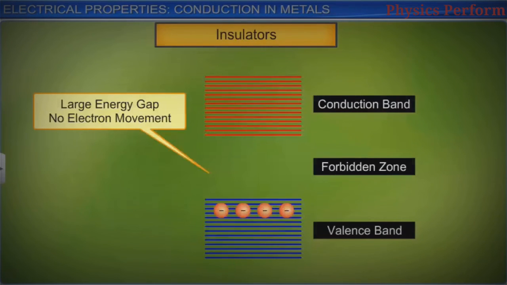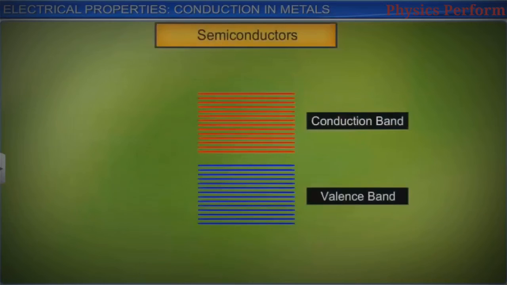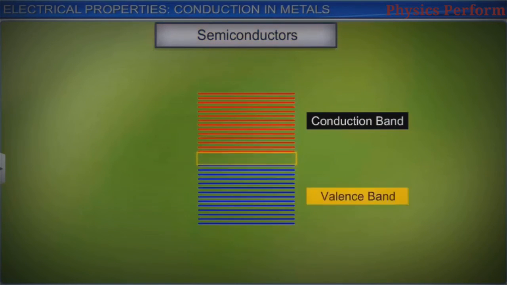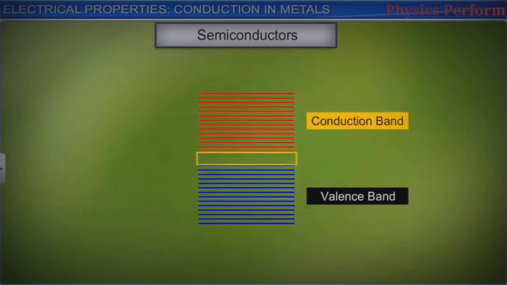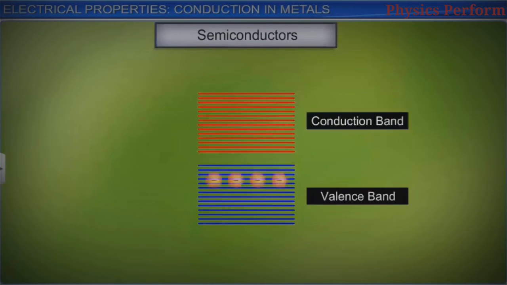In semiconductors, the energy gap between the valence band and the conduction band is smaller than in insulators. The thermal energy available under ordinary conditions is sufficient to excite some electrons from the valence band to the conduction band. Thus, only a small amount of current can flow through them.